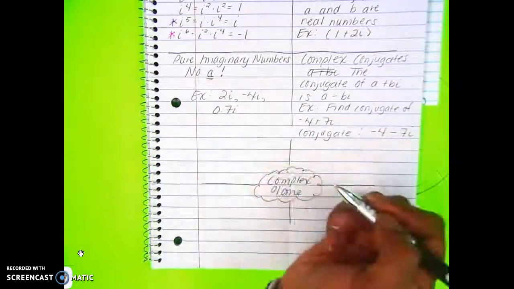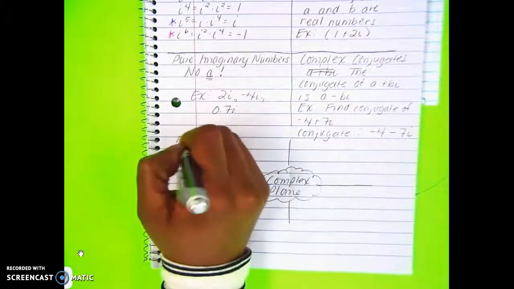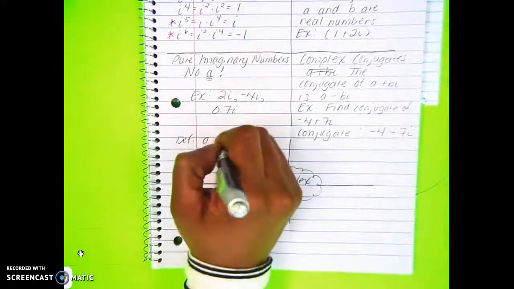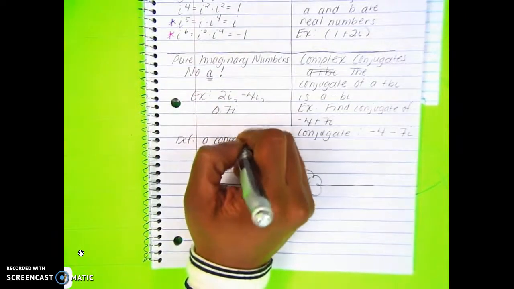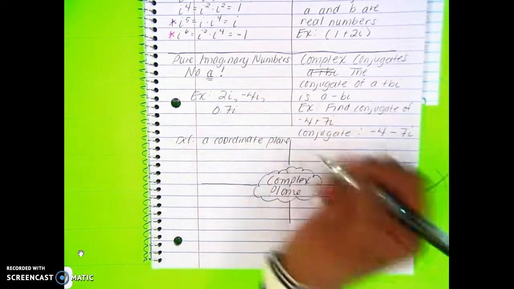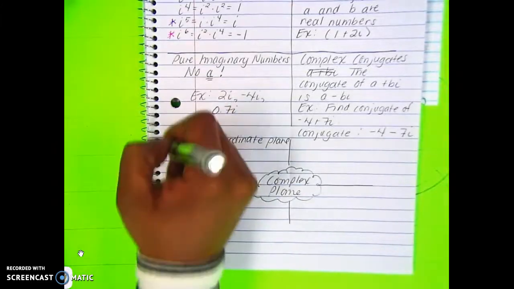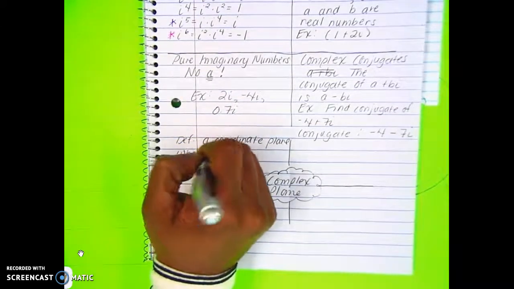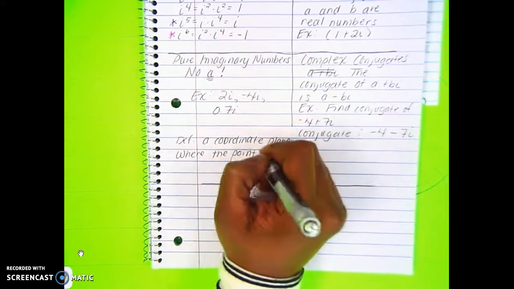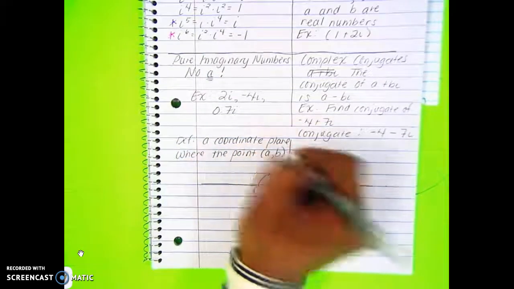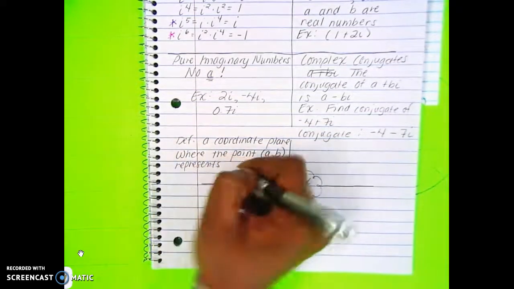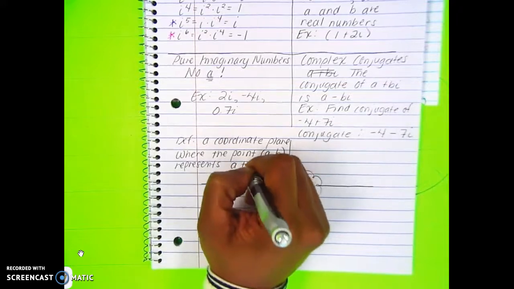As you guys know, the first space is for the definition. The complex plane is a coordinate plane where the point (a, b) represents a plus bi.